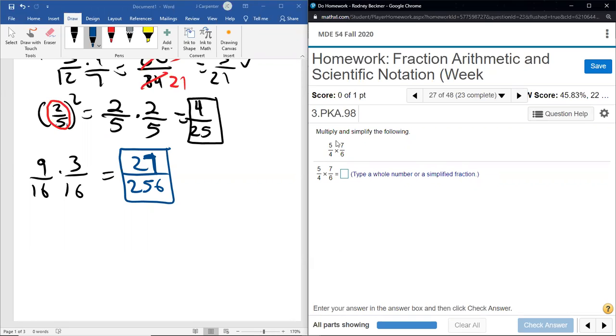5/4 times 7/6. Nothing's going to reduce on that one. Spoilers. You'll multiply straight across and you'd get 35/24. I'm not going to show that one.